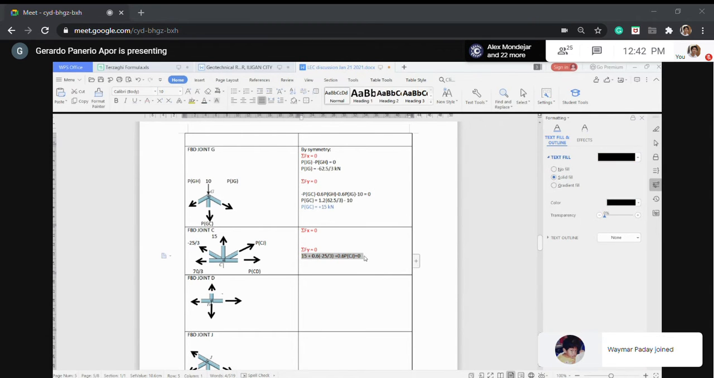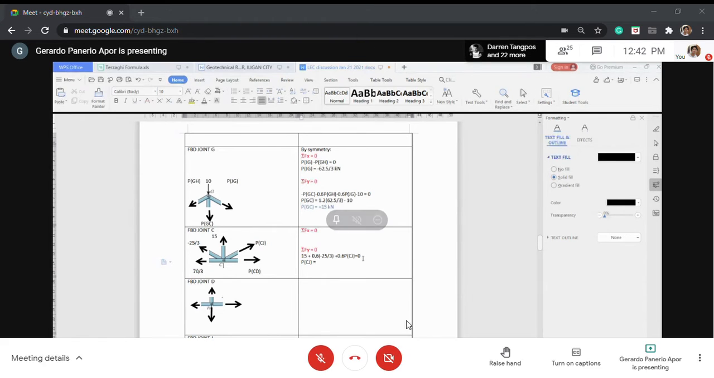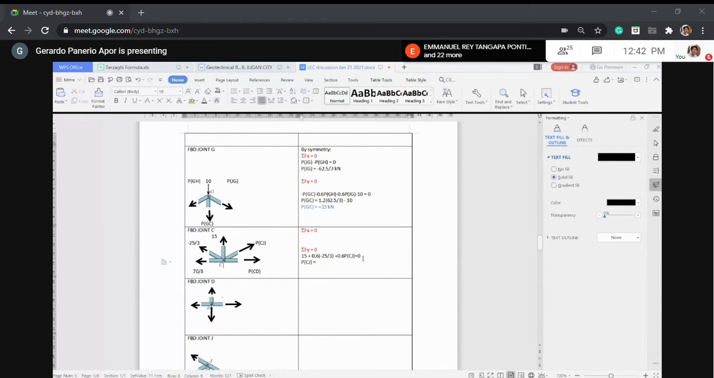Okay, so with that, I can solve PCG. PCG equal to, okay, so I have 15 minus 0.6 times 25 divided by 3. We have 10. So transpose to the other side, it will become negative 10. So PCG is negative. Okay, negative na siya.